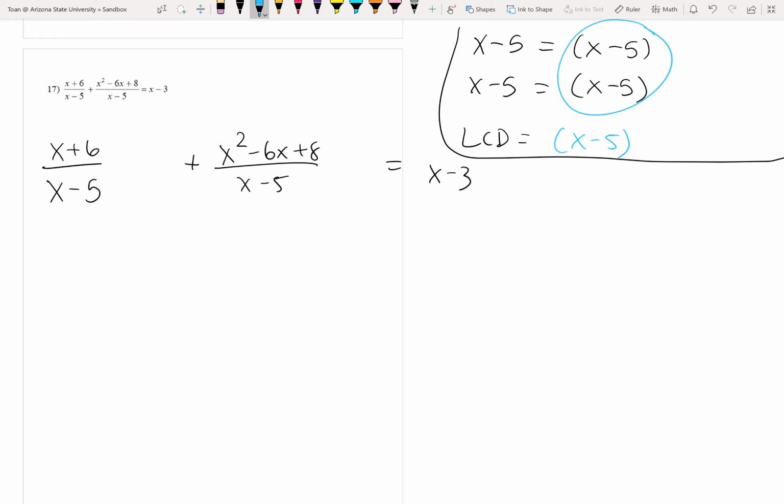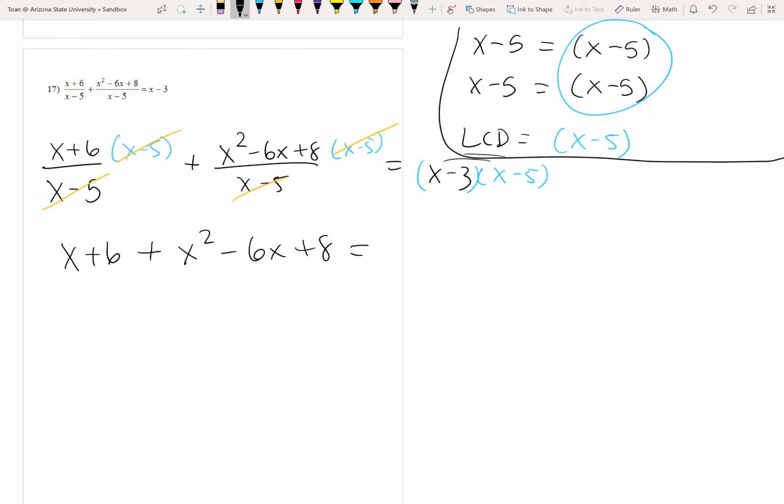And then go ahead and multiply everything by the LCD. All the denominators should cancel out. So we're left with x plus 6 plus x squared minus 6x plus 8 equals, and just go ahead and FOIL this guy out, giving you x squared minus 8x plus 15. Then you just go ahead and combine like terms, solve, and go home and be happy.